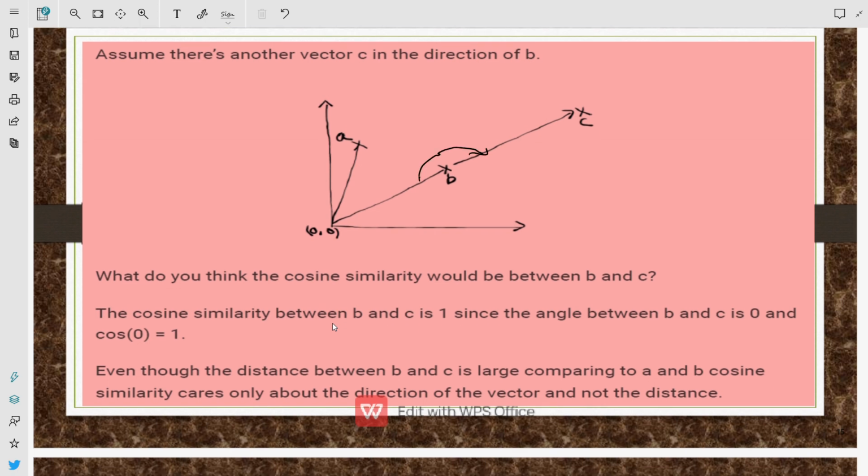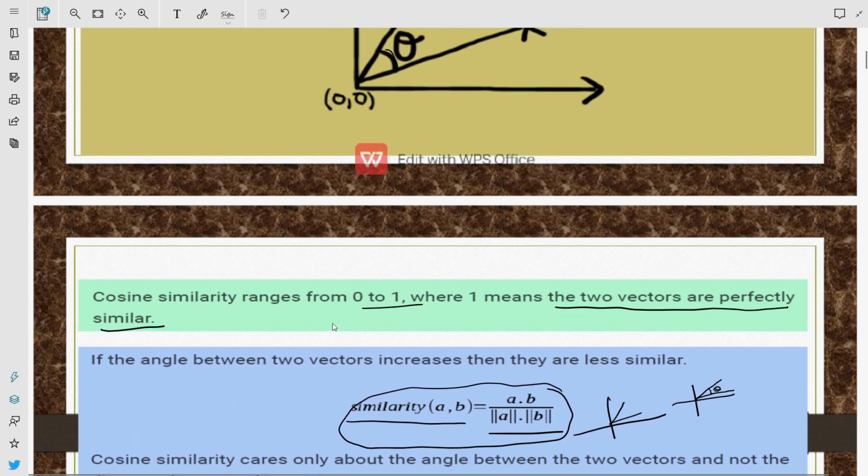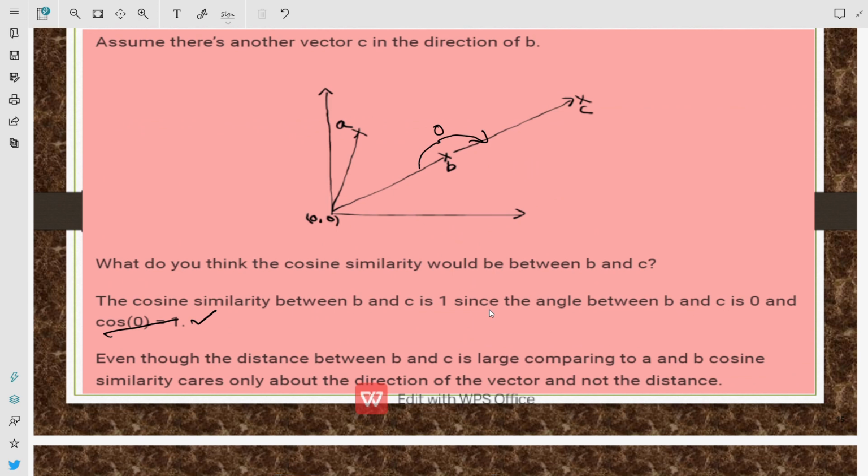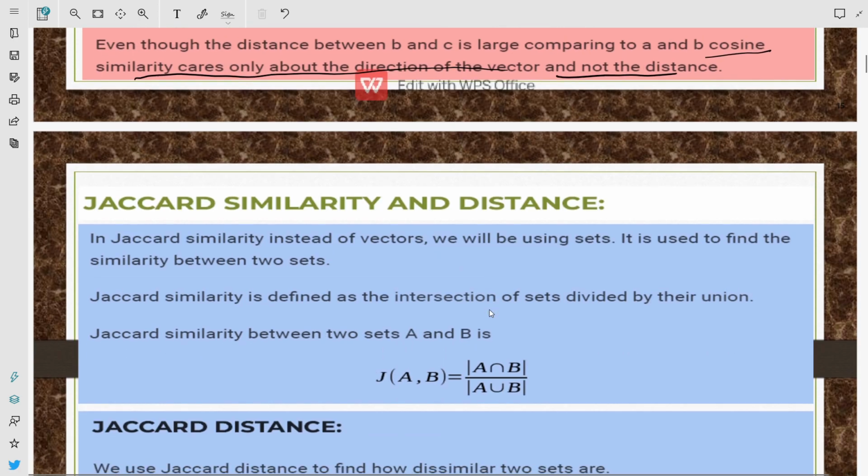Whenever two vectors lie on the same line, the angle between them is 0, right? Then cos of 0 is 1, that is, these two vectors are similar. That's what we discussed in this point. Cosine similarity ranges from 0 to 1, where 1 means the two vectors are perfectly similar. Even though the distance between B and C is large compared to A and B, cosine similarity cares only about the direction of the vector, not the distance. So that's what cosine similarity is.